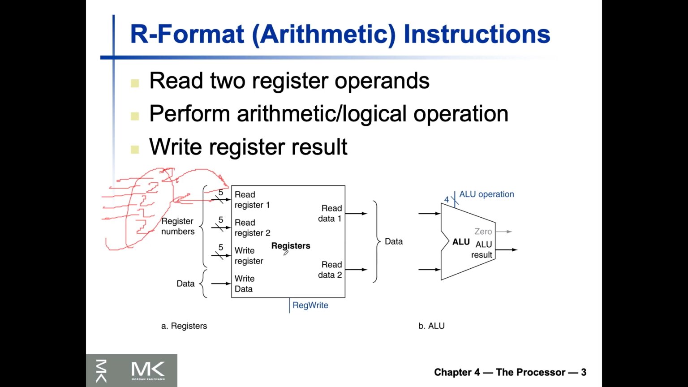I had a question on Moodle. Somebody was asking me about that 5. So the reason we have 5, as I mentioned, is because we have 32 registers, but the width of the registers is 64 bits. So don't confuse these two.